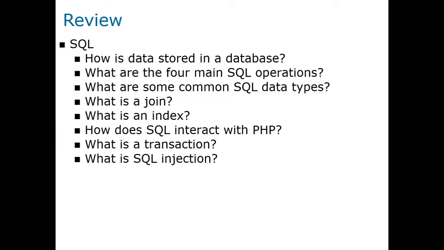The first one of those items is a primary key. Can somebody explain what a primary key is? What's a primary key in a database? Yeah, it's a unique identifier. Yep, that's exactly right. It uniquely identifies everything in a single table.